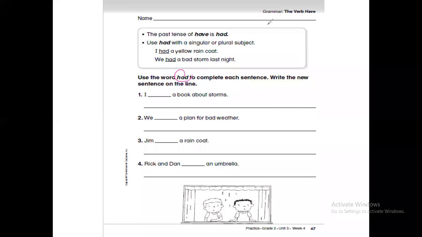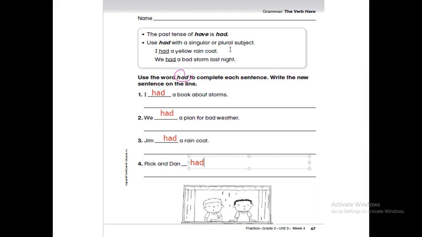I, a book about storms. They said use had. I had. That means I had it in the past. I had a book about storms. We, a plan for bad weather. We had a plan. Jim, a raincoat. Jim had a raincoat. Rick and Dan had an umbrella.